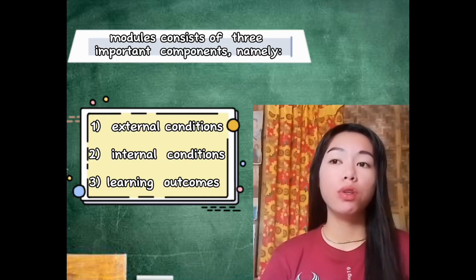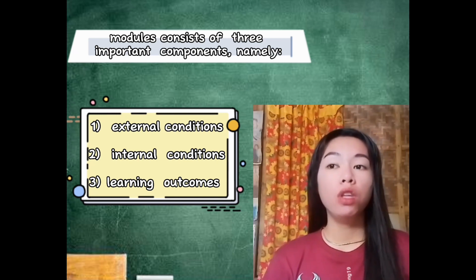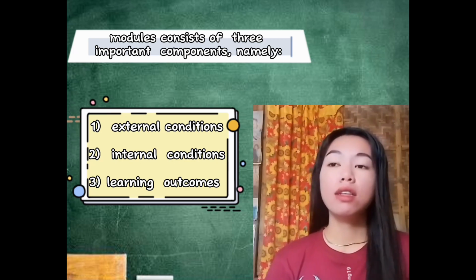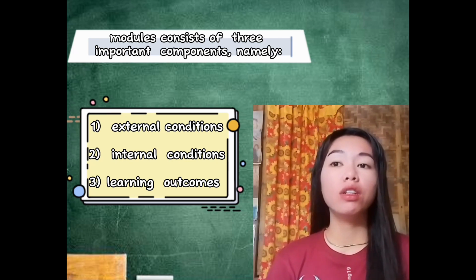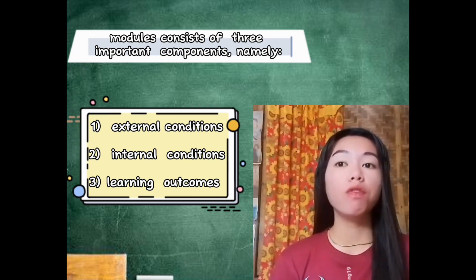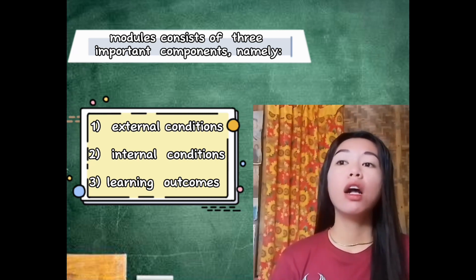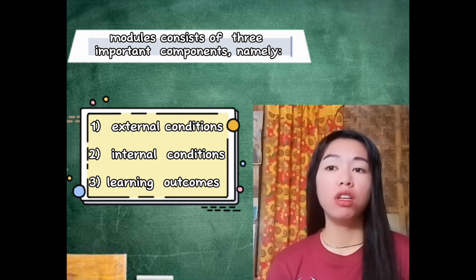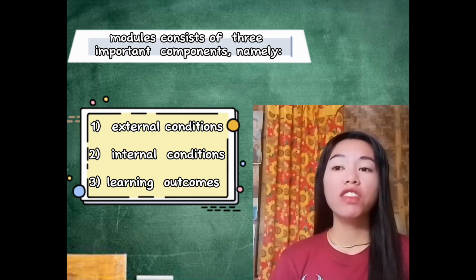So, learning with module consists of three important components, namely external conditions, which is the stimuli from the learning environment. The second is internal conditions, which describe the internal state and cognitive processes of the student in the form of understanding that students have. And learning outcomes are verbal information, intellectual skills, motor skills, attitudes, and cognitive tactics as learning outcomes using modules.